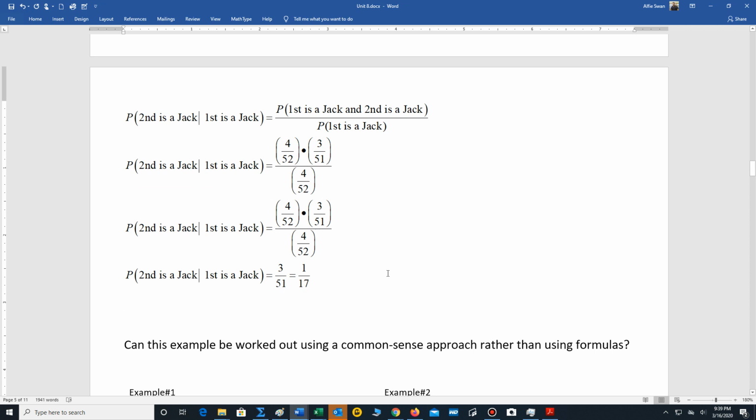Now, you don't always have to rely on the formula. Sometimes we can just use common sense. Let's imagine that we've removed one jack from the deck. How many cards are in the deck now? 51. And how many of them are jacks? 3. So you could rapidly come up with the answer as 3 out of 51 without resorting to the formula, which reduces to 1 out of 17.